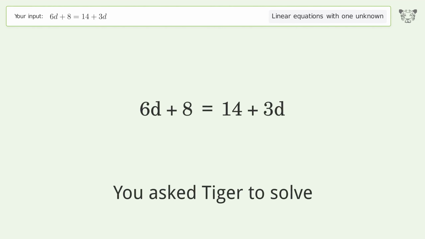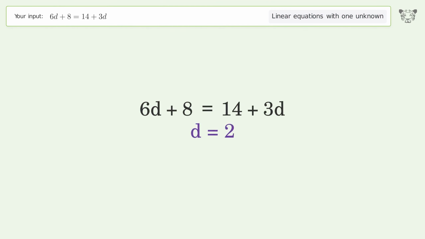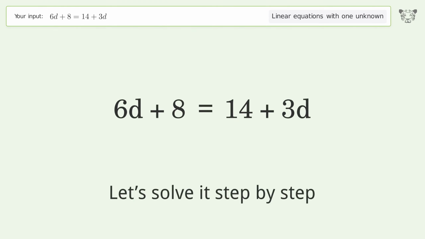You ask Tiger to solve this. This deals with linear equations with one unknown. The final result is d equals 2. Let's solve it step by step.